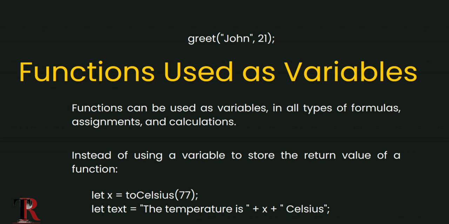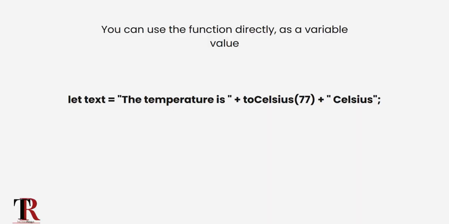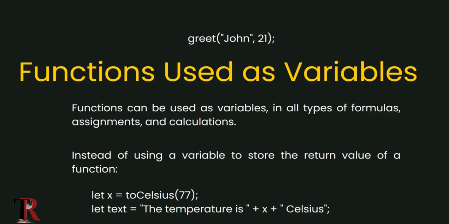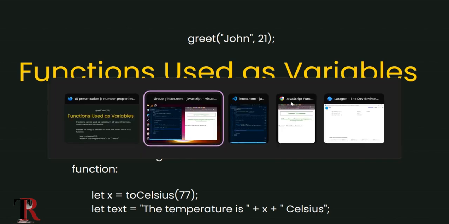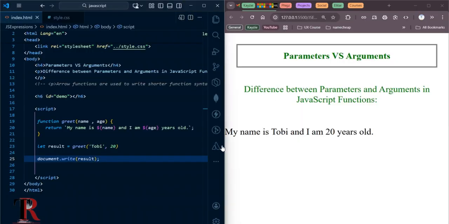Instead of using a variable to store the return value of a function, what that simply means is that sometimes you can just use the function as a variable as well. Let's just look at an example that you can see here on my screen. Let me quickly demo it so that you understand.